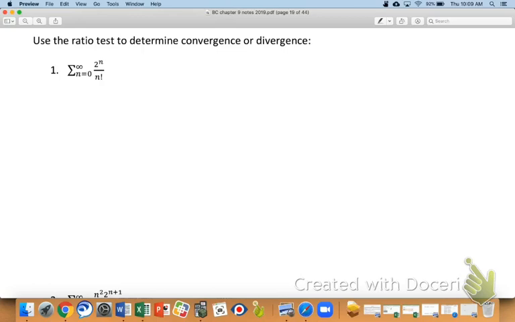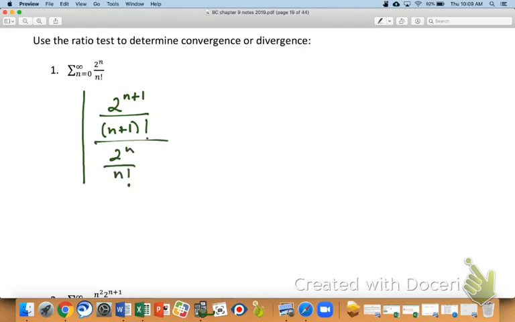So here's how we do this. We're going to form the ratio first. I'll show you how to shortcut this a little bit. It's the a sub n plus 1, so it's the n plus 1th term over the nth term. So the n plus 1th term would be 2 to the n plus 1 over n plus 1 factorial. Basically, you just replace all your n's with n plus 1. That's your n plus 1th term, divided by your nth term.